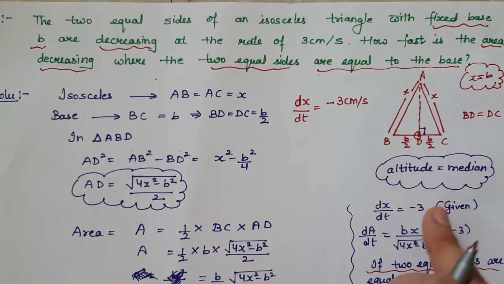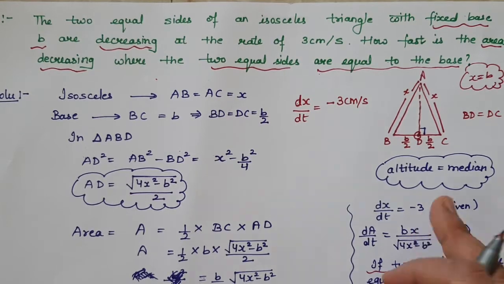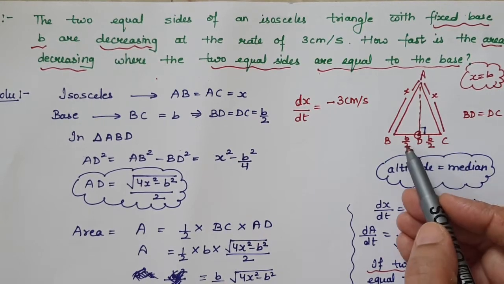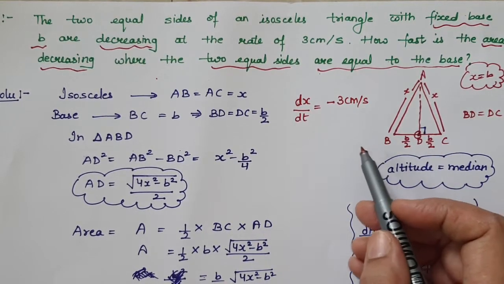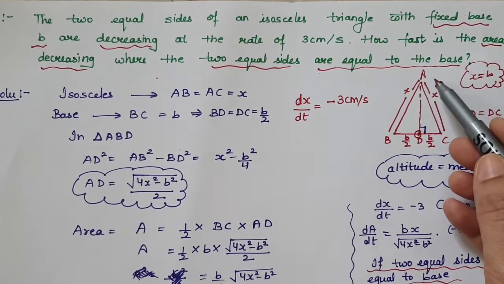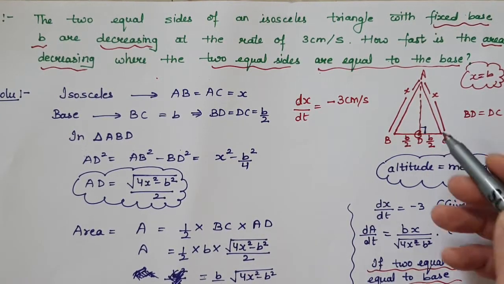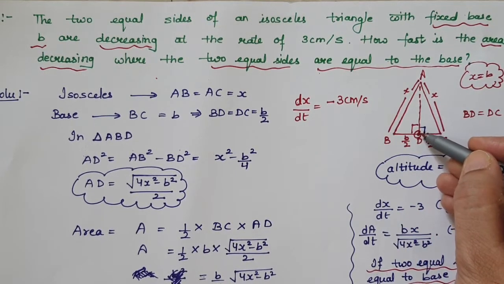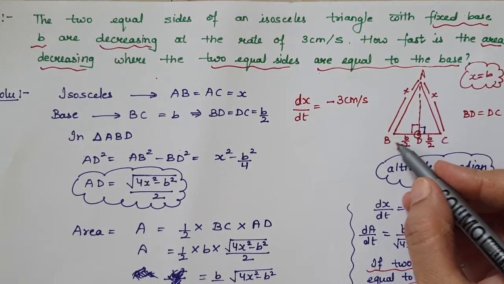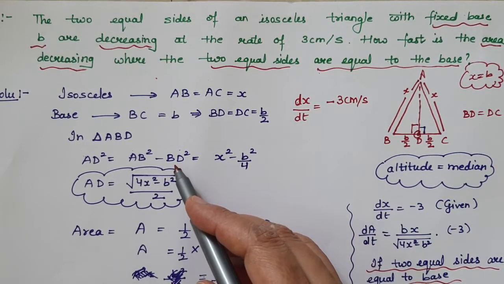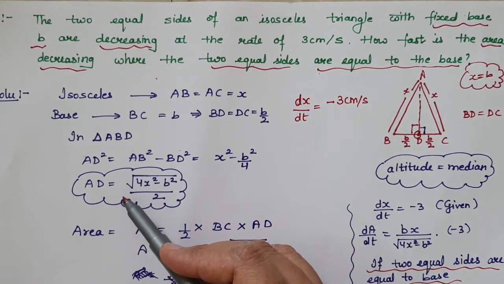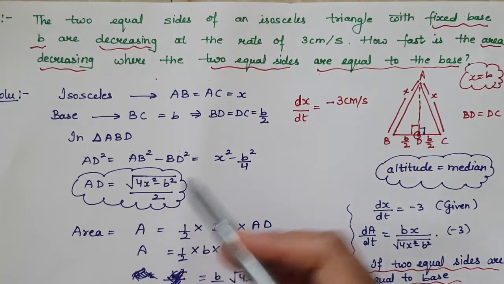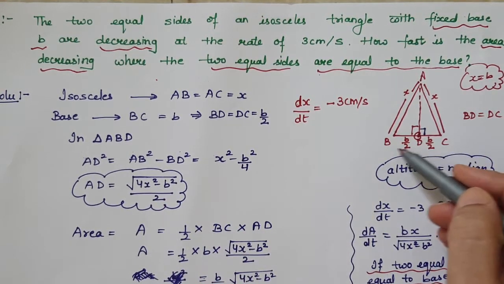So let us start with these facts and try to solve our question. Since this whole thing was b, of course BD and DC both will be b by 2. Now if I apply the Pythagoras theorem in right angle triangle ABD, what will be the value of AD? AD will be the square root of AB square minus BD square. By using this, AD comes out to be root of 4x square minus b square divided by 2, which is the height of this triangle.